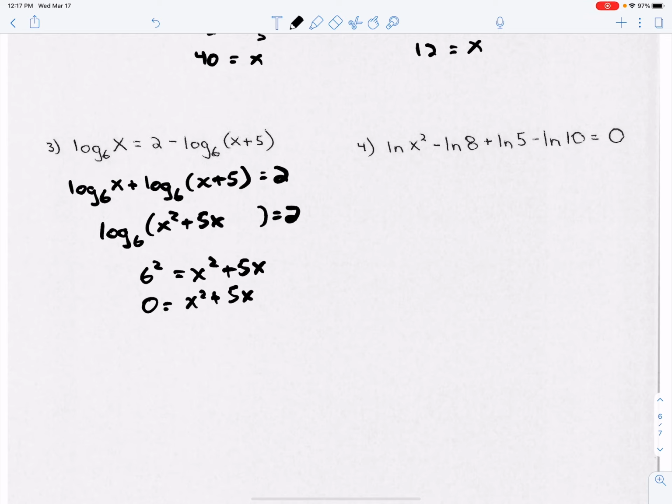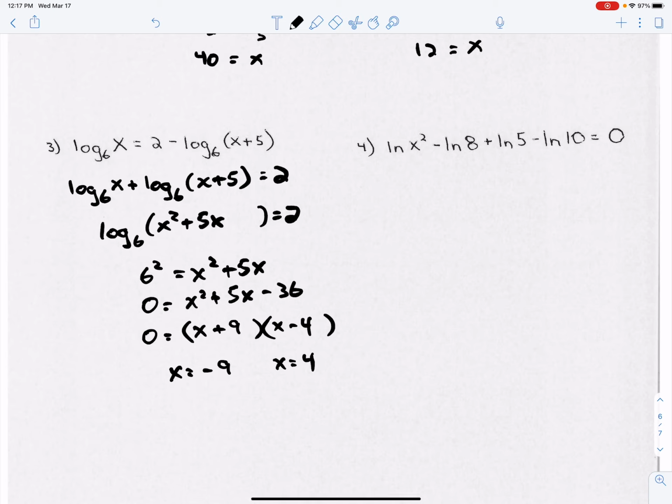So I'm going to subtract the 36 from both sides. And now we'll factor it. And what's going to give me that? Probably plus 9 and minus 4. So we get x equals -9 and x equals 4.